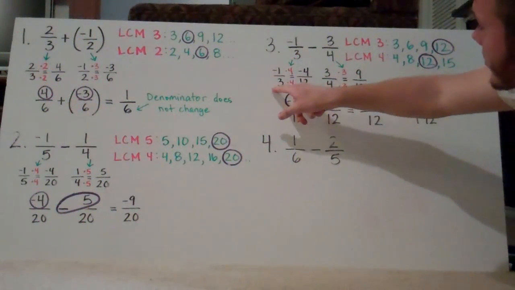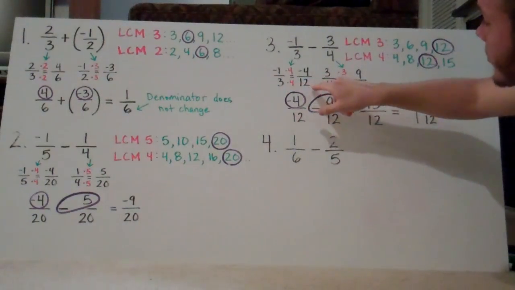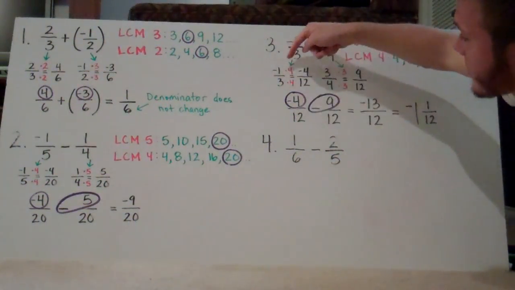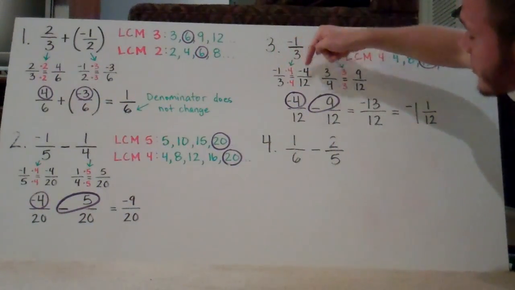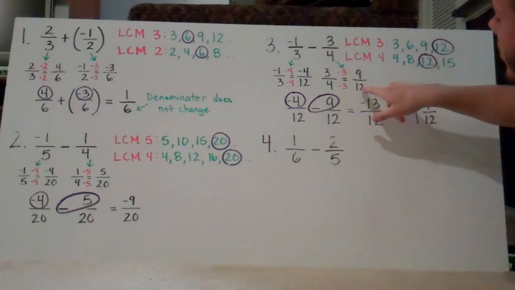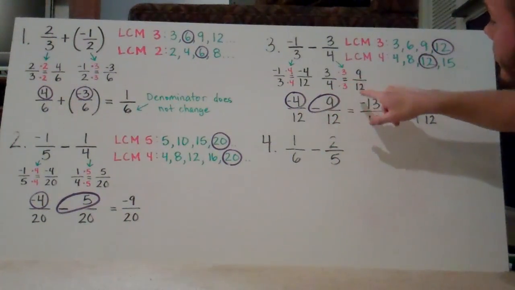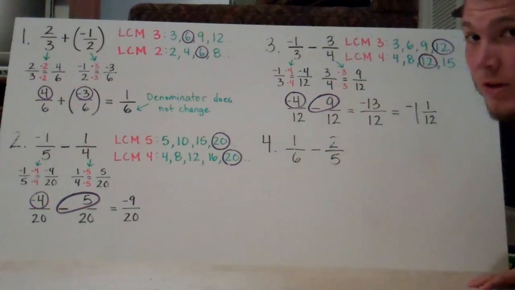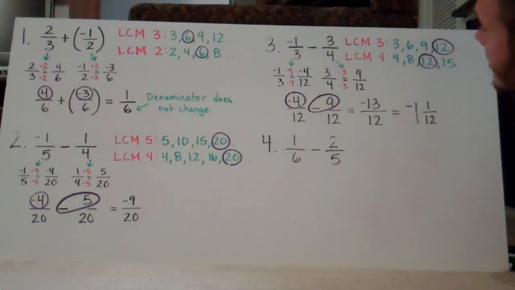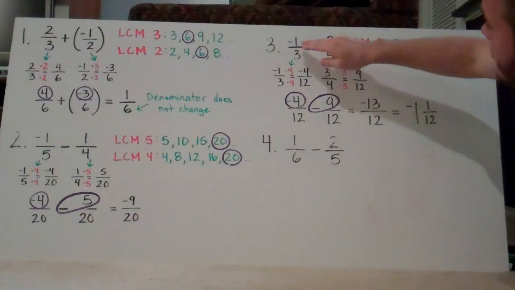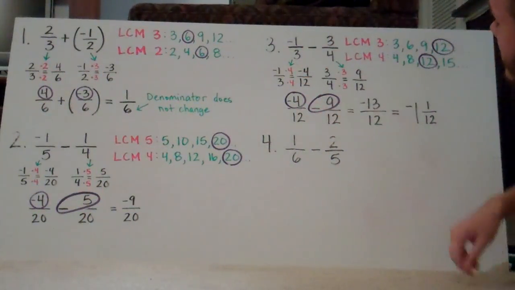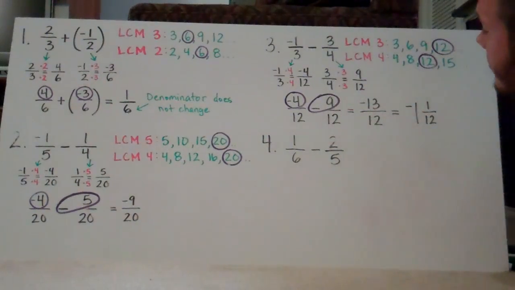Well, I've got negative 1/3. I want to change the 3 into a 12. In order to do that, I have to multiply the bottom by 4. So that means I have to multiply the top by 4. Negative 1 times 4 is negative 4. And then over here, I wanted to change 3/4 into 12ths. Well, to go from 4 to 12, you have to multiply 4 by 3. So then I'm going to multiply the top by 3. 3 times 3 is 9. Now, my problem turns into negative 4/12 minus, this turned into 9/12.